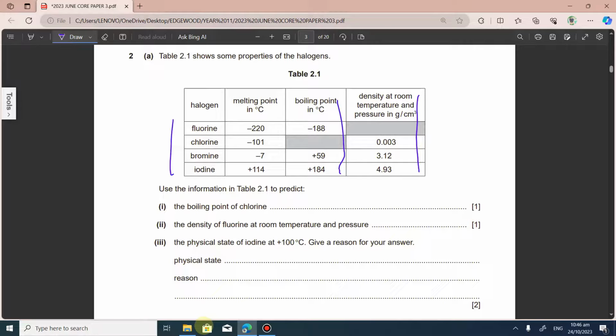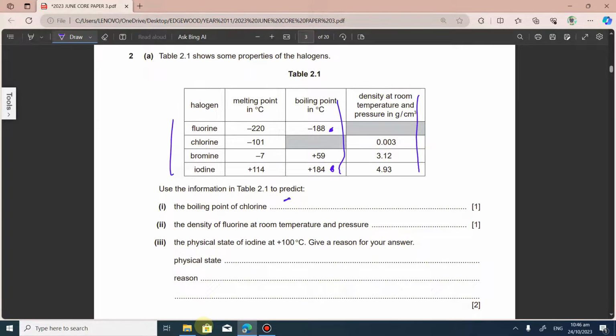The first thing you need to predict is the boiling point of chlorine. So let's go to where we have the boiling point. Now, what do we observe about the trend of the boiling point from fluorine to iodine? We see that there is an increase in the boiling point. We're moving from minus 188 to positive 184. That's an increase. So to suggest the value of the boiling point of chlorine, we are looking at a value higher than minus 188.